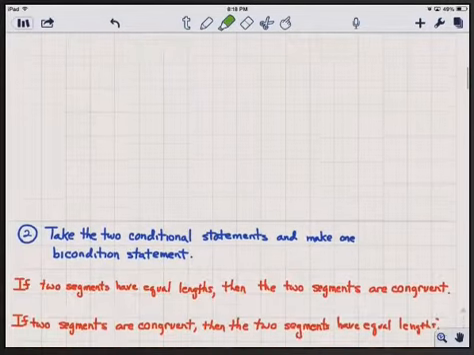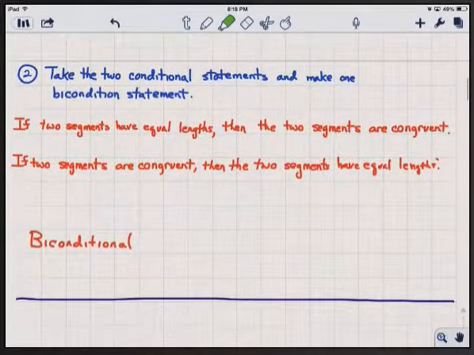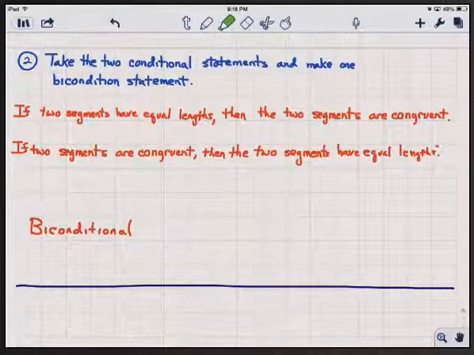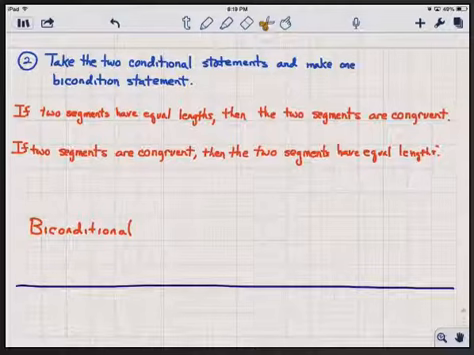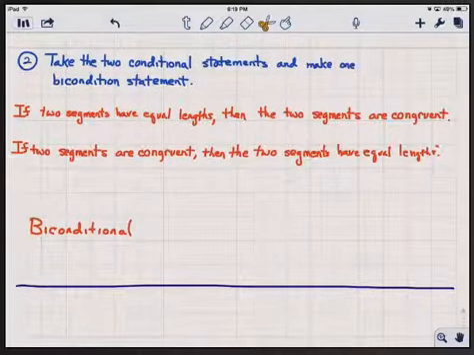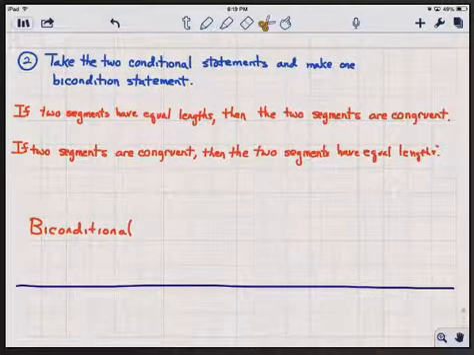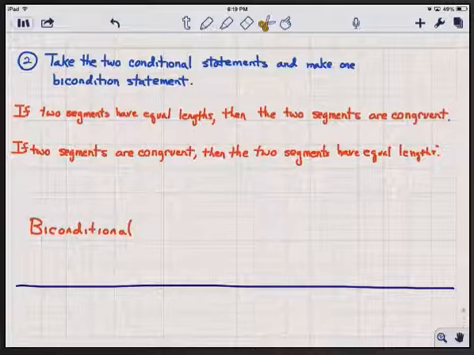Next type of problem dealing with conditional statements is to take two conditional statements and make one biconditional statement out of that. So in this case, we have if two segments have equal lengths, then the two segments are congruent. The converse of that is if two segments are congruent, then the two segments have equal lengths.